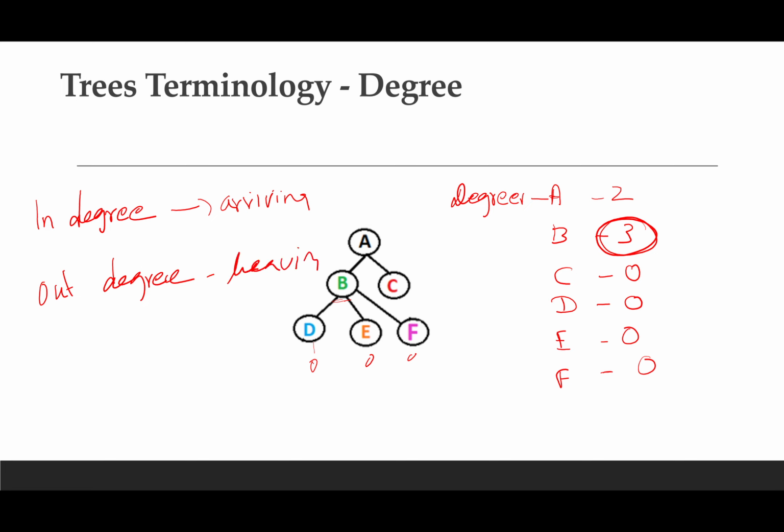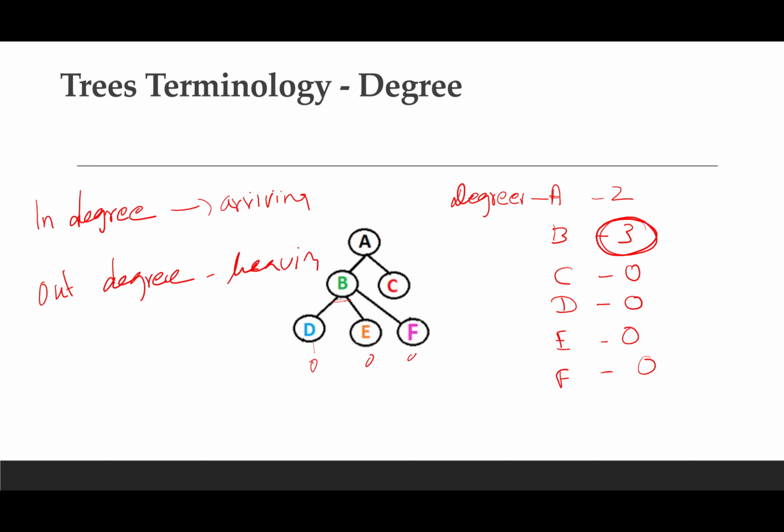The next one, level number. Every node in the tree is assigned a level number in such a way that the root node is at level 0 and children of the root node are at level 1, and so on. Here, A is the root node, so it is level 0. Every node is one level higher than its parent, so child nodes have a level number given by the parent level plus 1.